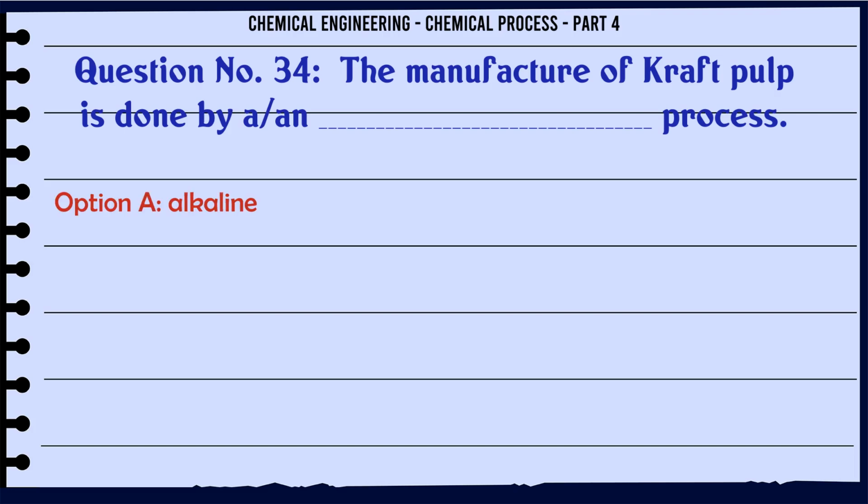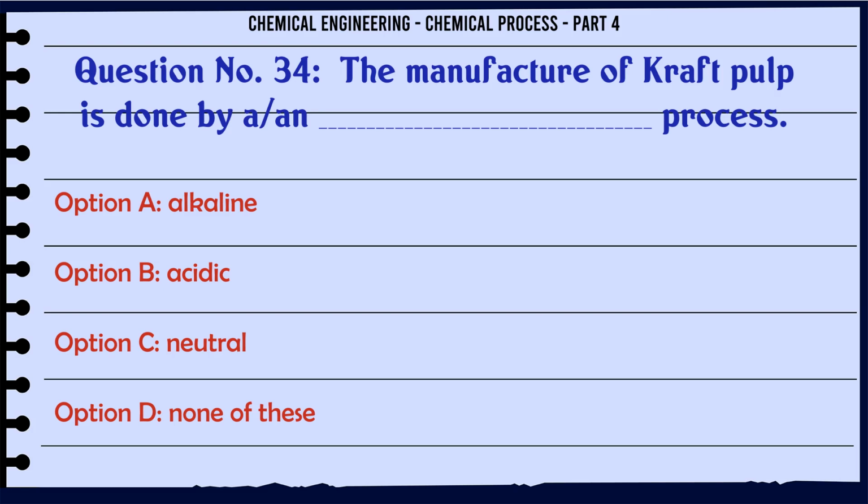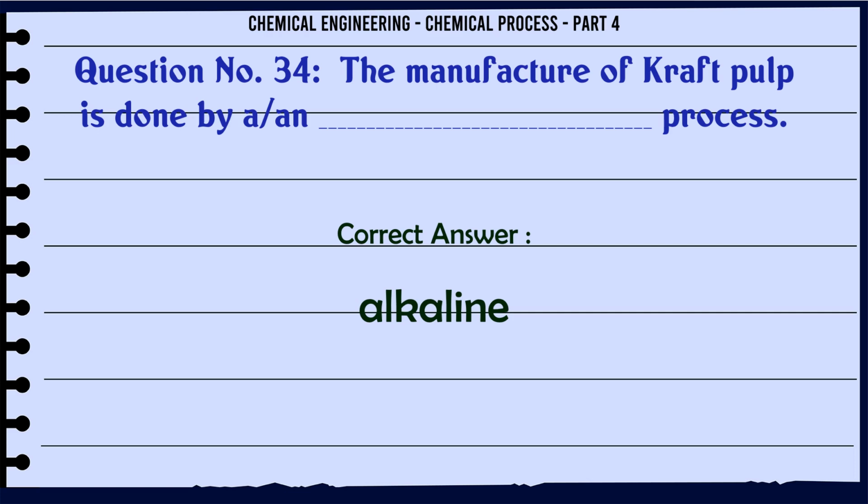The manufacture of Kraft pulp is done by an process. A. Alkaline, B. Acidic, C. Neutral, D. None of these. The correct answer is alkaline.